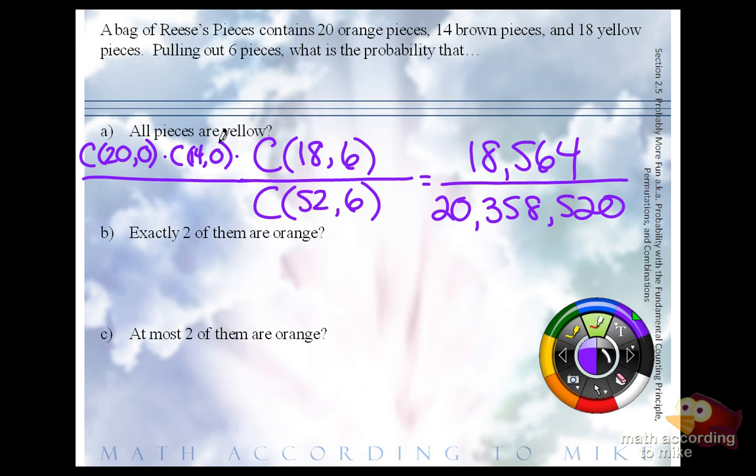Now, if you would, keep that in mind and try part B. Exactly 2 of them are orange. But remember, you're still picking up 6 pieces, but only 2 of them are allowed to be orange. So a little hint, if 2 of them are orange, then the other 4 have to not be orange. So you want 2 orange and 4 not orange. Implied.